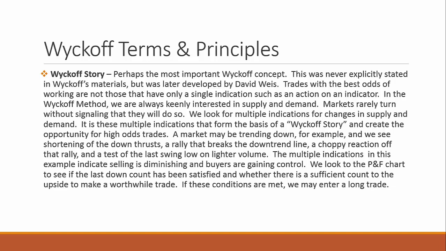Then we see a rally come, and that breaks the downtrend line. We have a strong rally that occurs. Okay, there's a second indication. So we have shortening of the down thrust and a strong rally. And then the pullback off of that rally is fairly choppy and weak, and it tests the last swing low on lighter volume if we're looking at the vertical line chart, and maybe it's holding a higher low. Well, those are additional indications that selling has dried up in the market and buying is starting to take control.